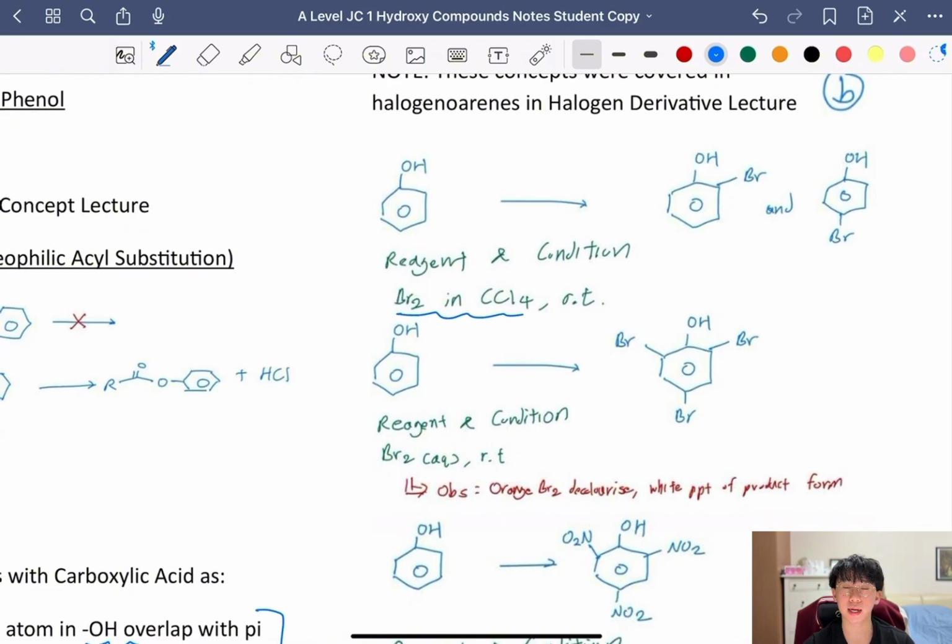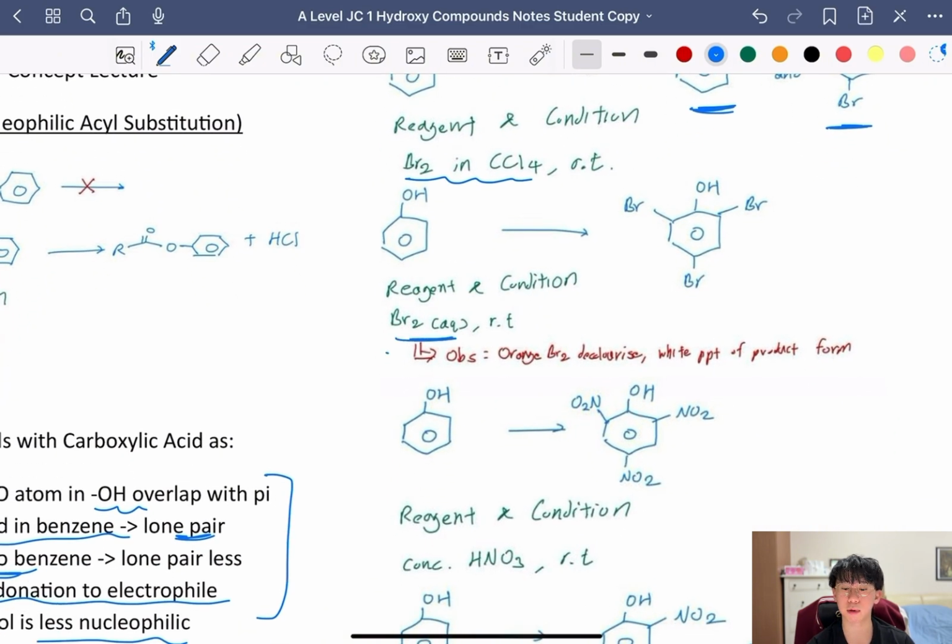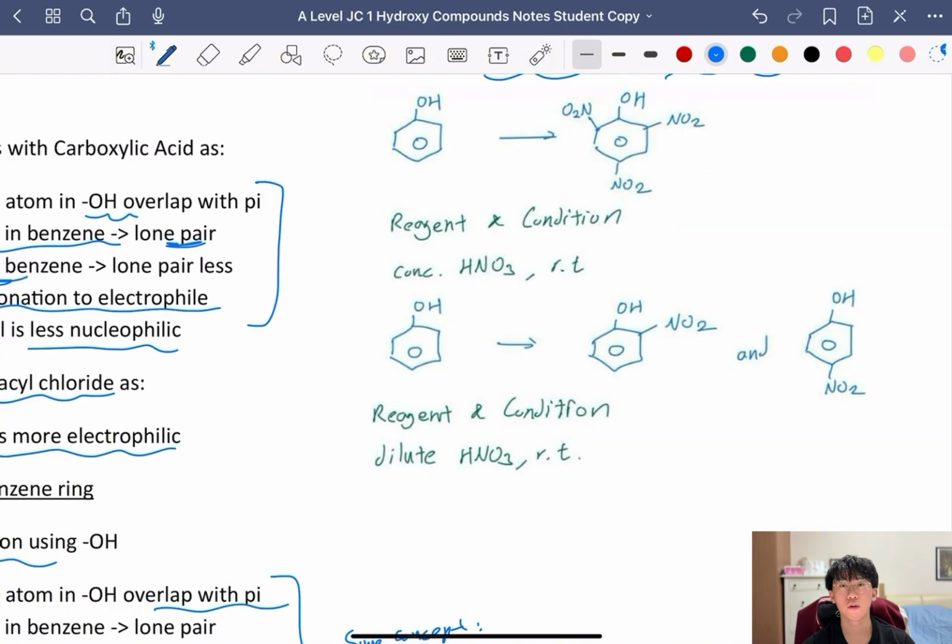So you can add your Br2 and CCl4 and you can get mono-substituted products over here in the 2,4 position with bromine. Or you can use Br2 aqueous and you can actually get this multi-substituted product, which is very key to take note, by the way. For your observations, your orange Br2 will decolorize, and more importantly, you'll form this white ppt of your product over here. For nitration, you can use concentrated HNO3 and you get your multi-substituted product, or if you use dilute HNO3, you can get your monosubstituted products instead in the 2,4 position.